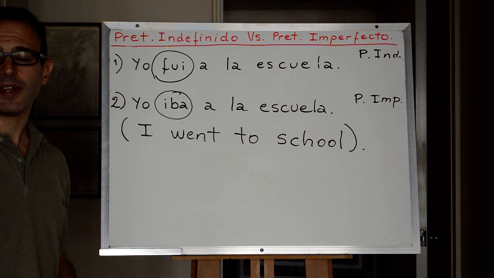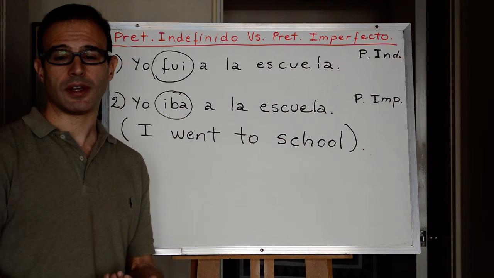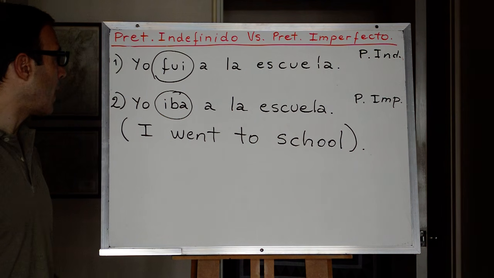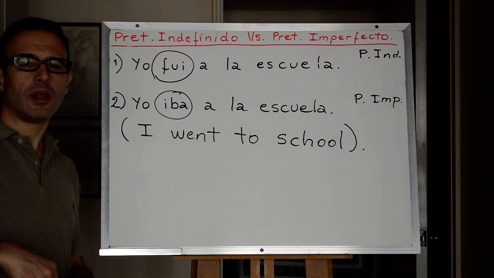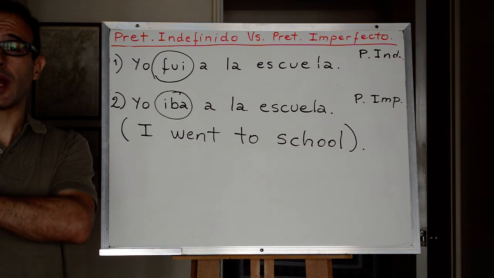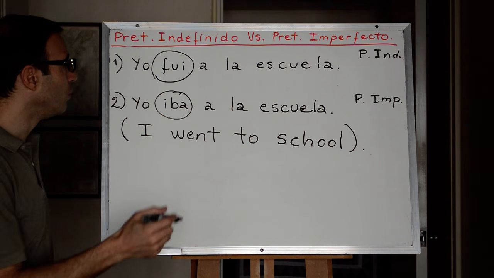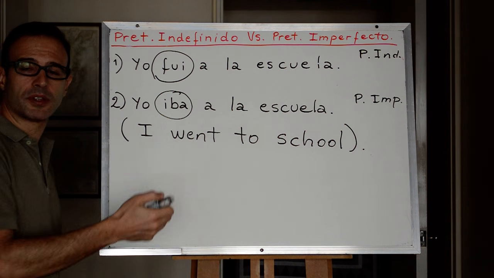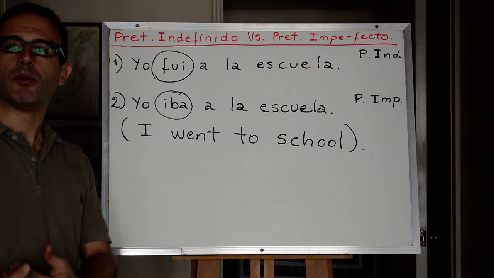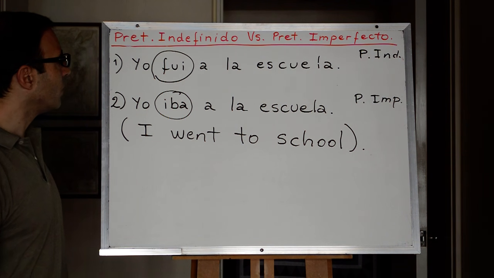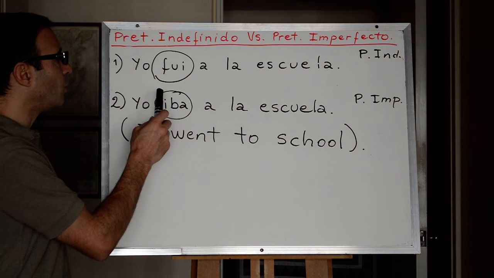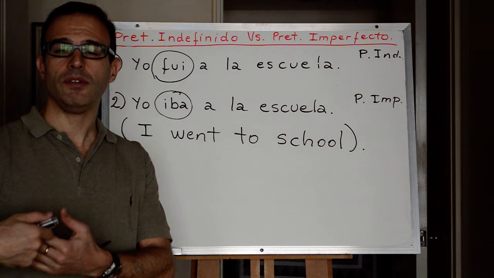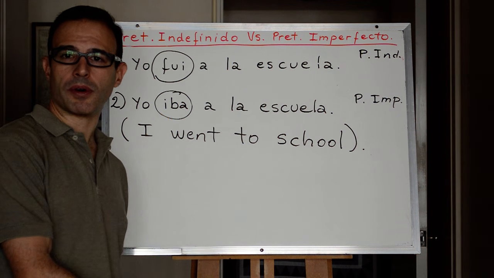Now, let's say now I'm an adult and I don't go to school anymore, and I want to say I went to school long ago, in the times when I went to school. Then I would use this one, yo iba a la escuela. This means that I used to go to school, but I'm implying that not anymore, okay? So that's one use of Preterito Imperfecto. It suggests that we are talking of something in the past that used to happen and not anymore, right?